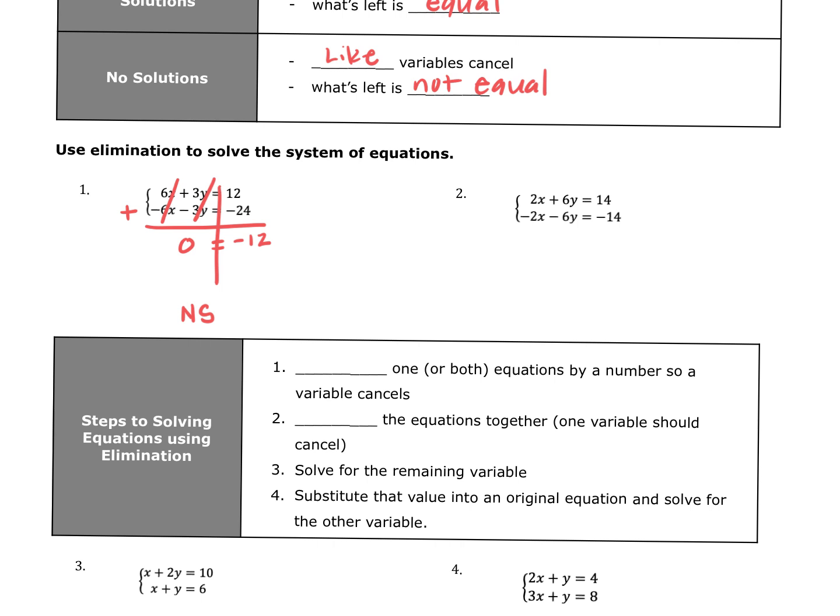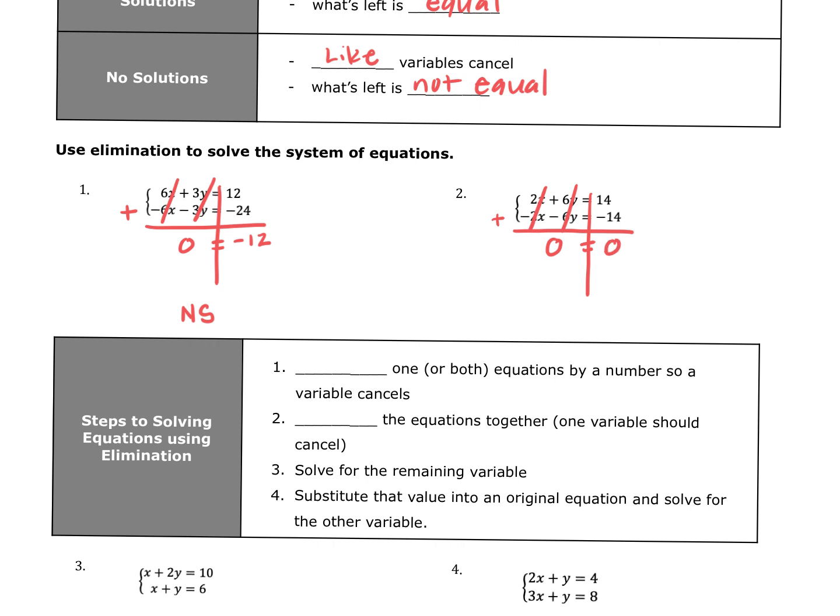So now let's look at number 2. We're going to do the same thing. We're going to put this line right here, and we want to add straight down. I'm looking for a positive and a negative of the same number. So I have a positive 2x and a negative 2x. Those two cancel out. And then I have a positive 6y and a negative 6y. Those two cancel out. So when I'm on my left side of my equal sign and there's nothing left, that's going to be a 0. My equals goes in the middle. And then if I have 14 and I subtract 14, that also equals 0.